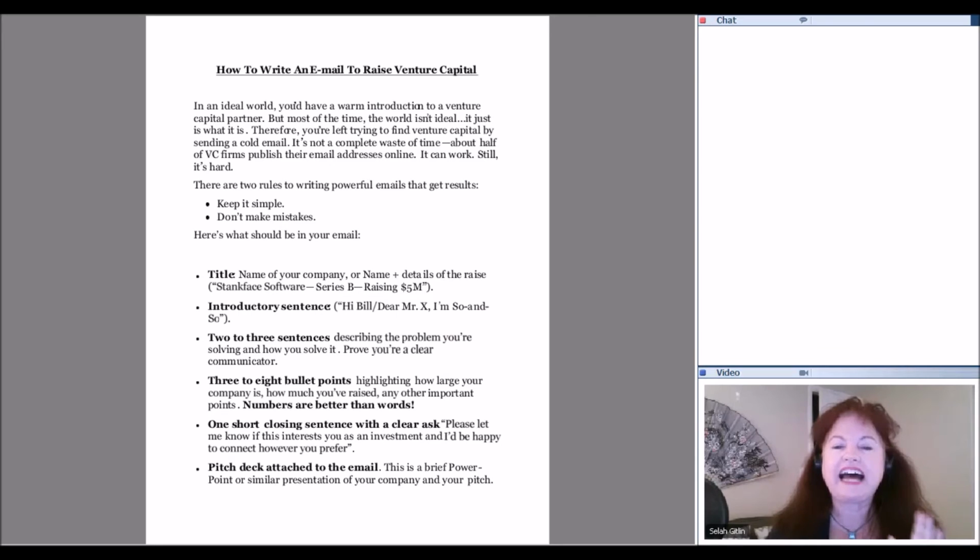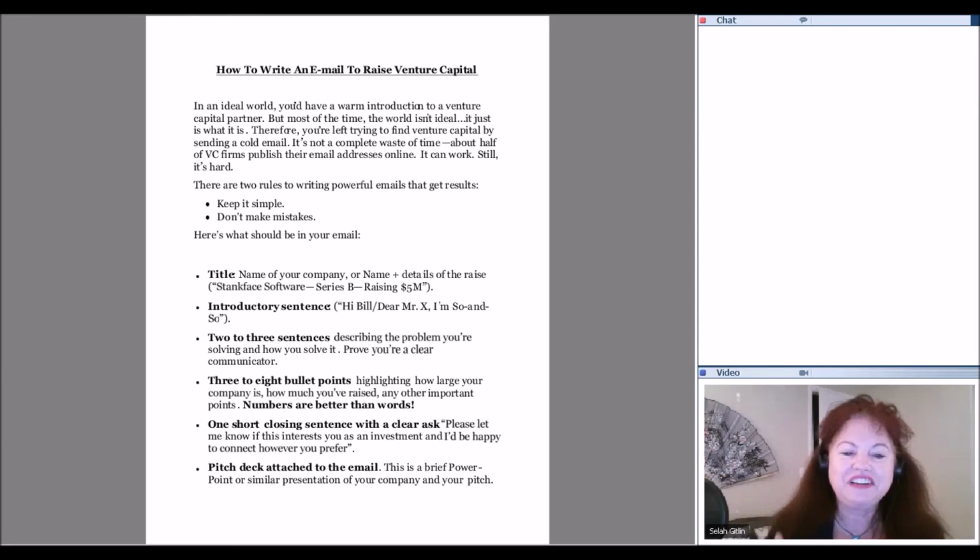Now, in an ideal world, if everything was perfect, you would have a warm introduction to a venture capital partner. For example, your friend raised money from this company and they're going to introduce you. Or maybe it's someone that you came across socially, or maybe it's someone that you met at a convention or a conference or a trade fair, right? So there's some kind of connection. You already have their card. You know somebody who knows somebody. Okay, that's ideal. But most of the time the world isn't ideal, right? It just is what it is, and you're out there trying to raise money.